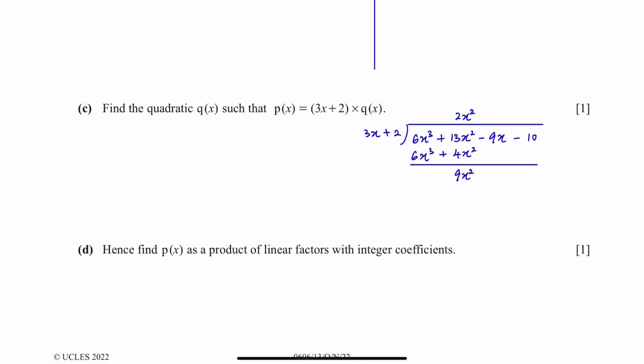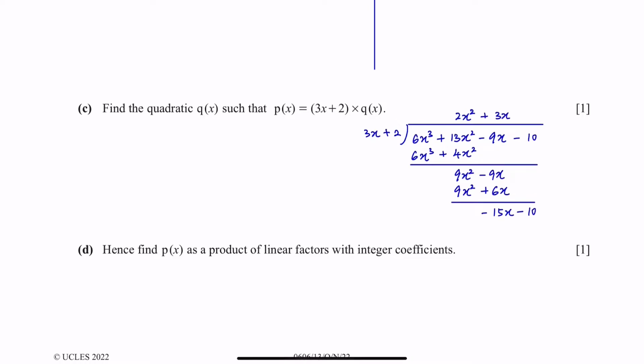Right, so we have 9x squared, and we pull down the negative 9x. So to get 9x squared from 3x, I need 3x. So 3x times 3x will give us 9x squared. So 3x times 2 would give me 6x. So negative 9x minus positive 6x would give me negative 15x.